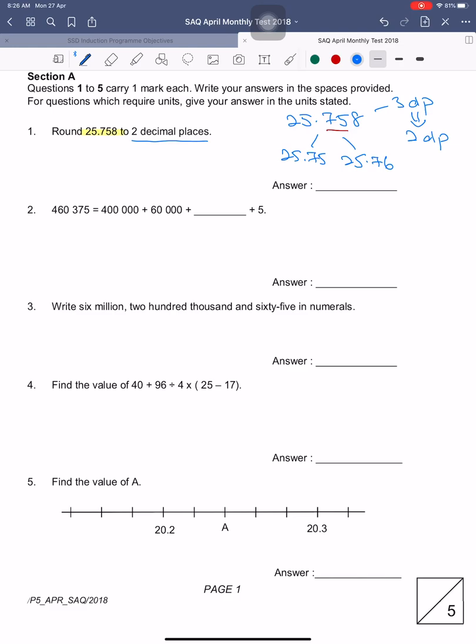To decide whether you round up or down, you look at the decimal place next to the second decimal place. So it's 8, and 8 you have to round up. When you have 0 to 4, you round down. When you have 5 to 9, you round up. So you round up to 25.76. Okay, so that is the answer, 25.76, for question number 1.